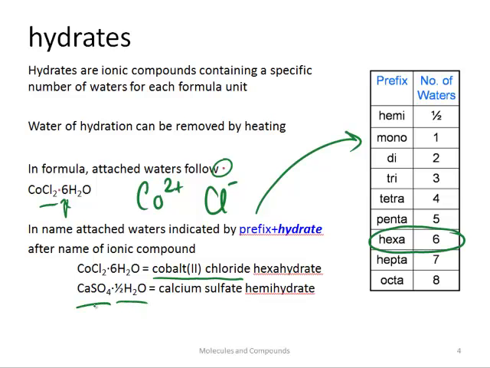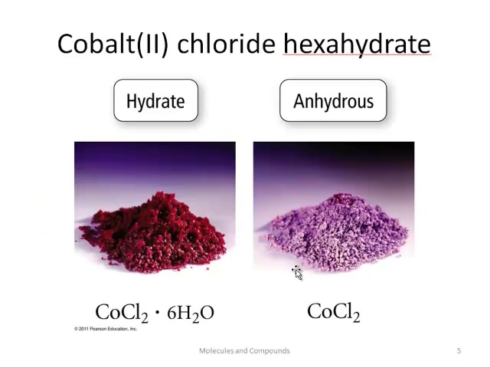Okay, if one water molecule associates with 2 formula units, that breaks down to a ratio of about a half a water per 1 formula unit, and we will use the prefix hemi. So calcium sulfate has 1 water molecule for every 2 calcium sulfates, so we would name that calcium sulfate hemihydrate. Okay. These hydrated compounds can also often take on very different physical properties when they are hydrated or not.